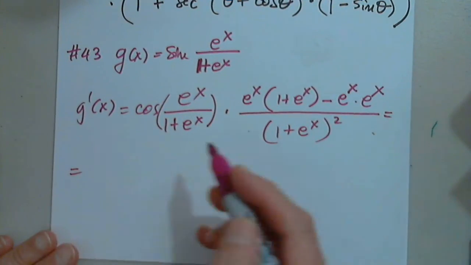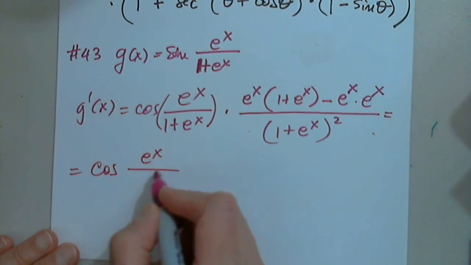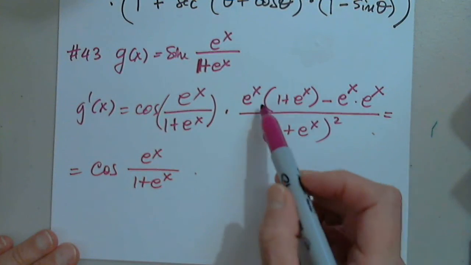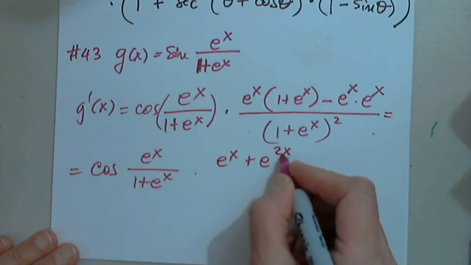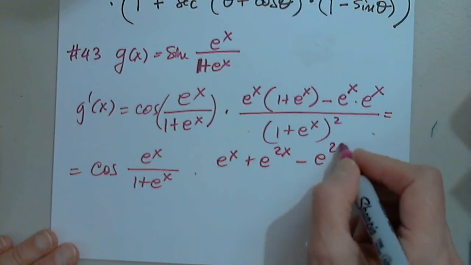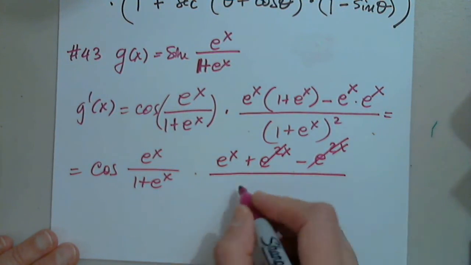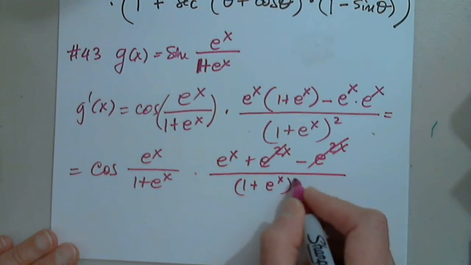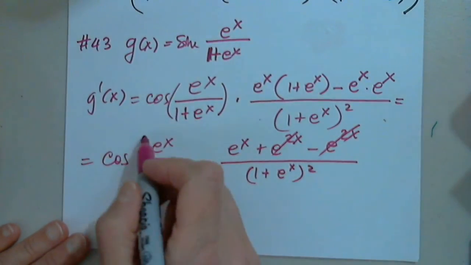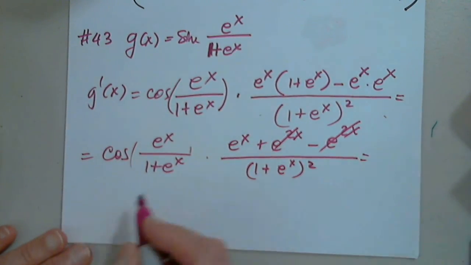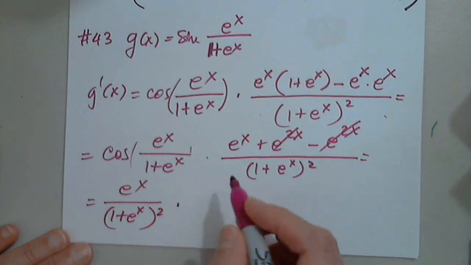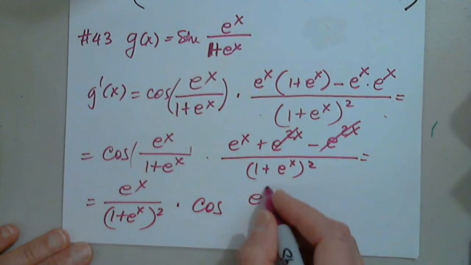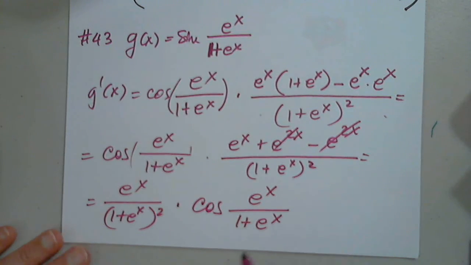Okay, so this is cosine of e to the x over 1 plus e to the x. This is e to the x plus, copy the base, add the exponents, minus copy the base, add the exponents, these two go away, over 1 plus e to the x squared. So you cannot touch this. I'm going to put this in front. So e to the x over 1 plus e to the x squared times, so there is no confusion, cosine of e to the x over 1 plus e to the x. Very good pick, thank you.